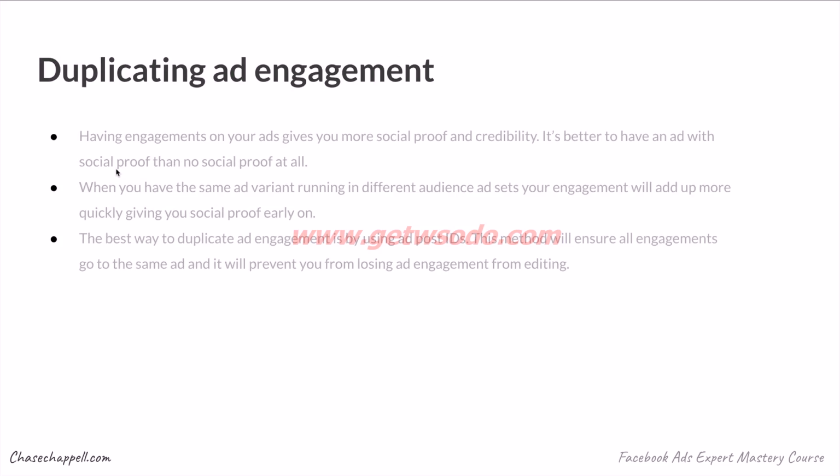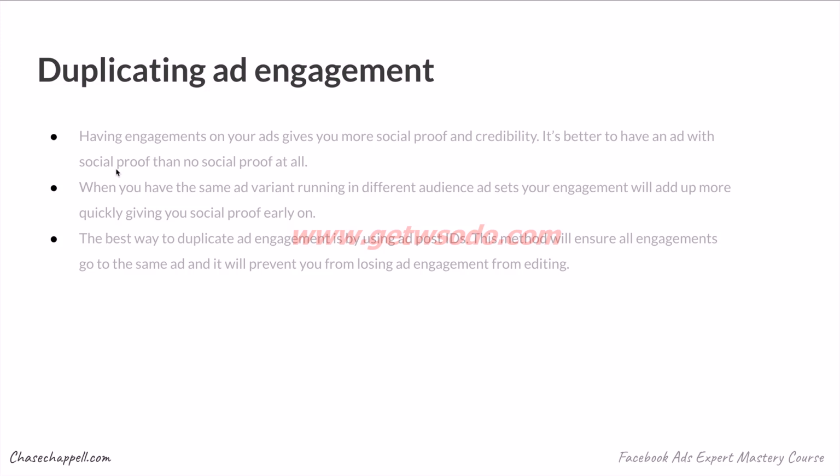Then we are also going to want to duplicate ad engagement, because having engagement on your ads gives you more social proof and credibility. It's better to have an ad with social proof than no social proof at all. Then when you have the same ad variant running in different audience ad sets, your engagement will add up more quickly, giving you social proof early on.